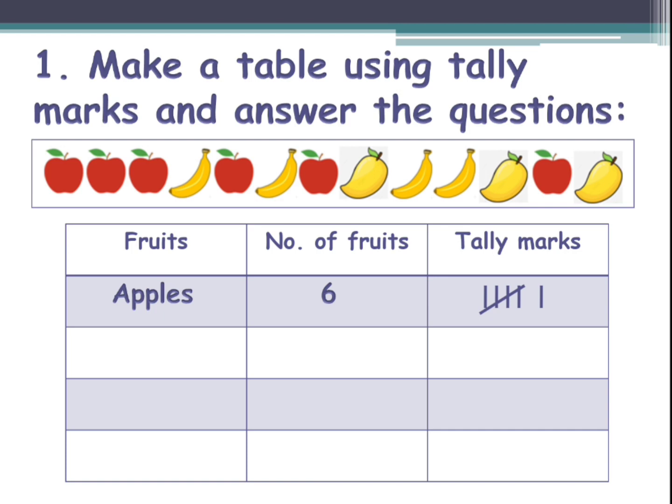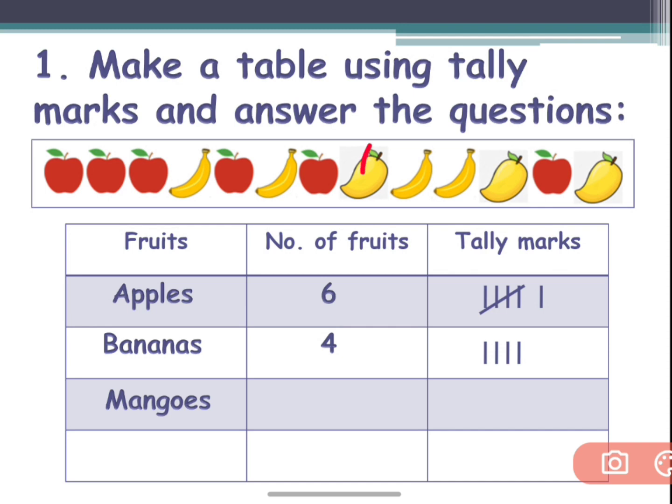Okay, children? Next, bananas. How many bananas do we have? 1, 2, 3, 4. So only 4 bananas. So you will write 4 and you will draw 4 lines. 1, 2, 3, 4. Okay, next, mangoes we have. So mangoes, how many are there? 1, 2, 3. So 3 mangoes. So you will write 3 and 3 standing lines in the tally marks. Okay, children. So in this way, you need to draw the tally marks.